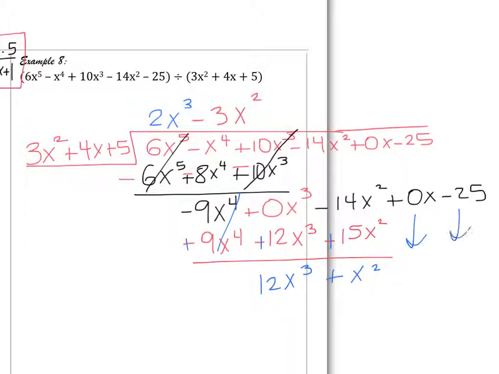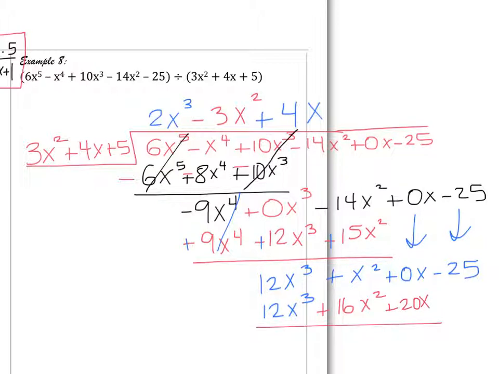And move everything down. Now, 3 times what would give me 12? That's a 4. So 4x. So 3 times 4 is a 12x to the power 3. And 4x times 4x, that's going to be 16x squared. And 5 times 4x, that's going to be a 20x.